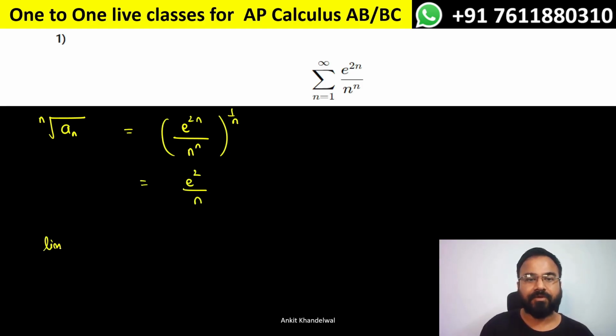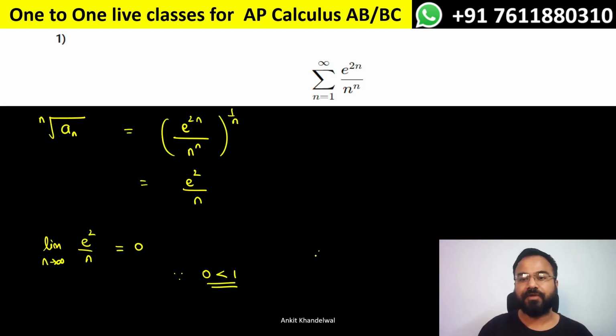When the exponents are multiplied, it becomes e squared over n. Now we will calculate the limit as n tends to infinity of e squared upon n. Here we can clearly see that e squared is just a constant, and as n goes toward infinity the denominator gets very large, so this will be 0. Since 0 is less than 1, I will say this particular series converges absolutely.